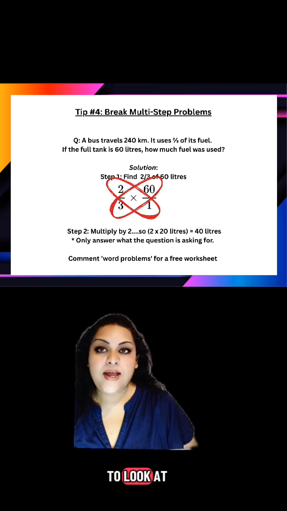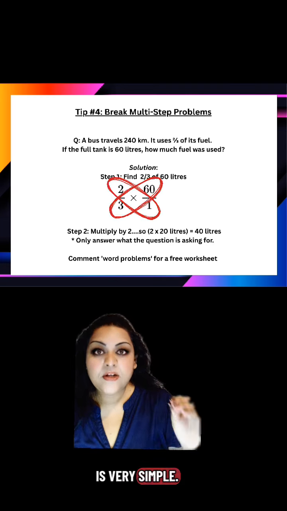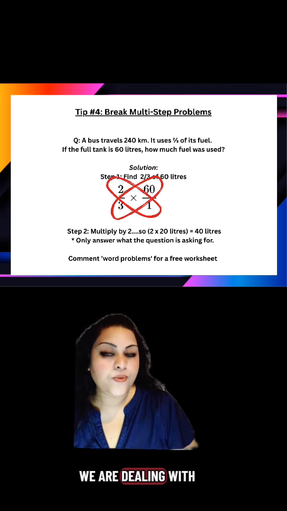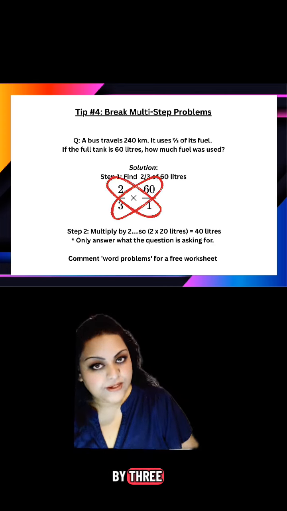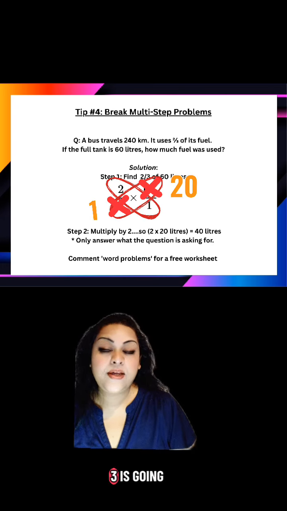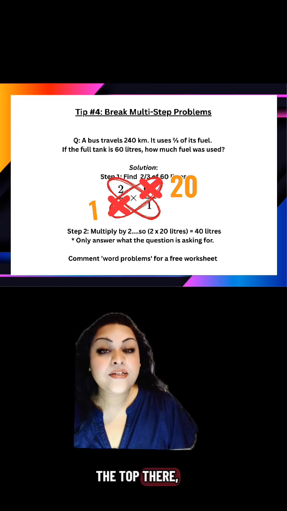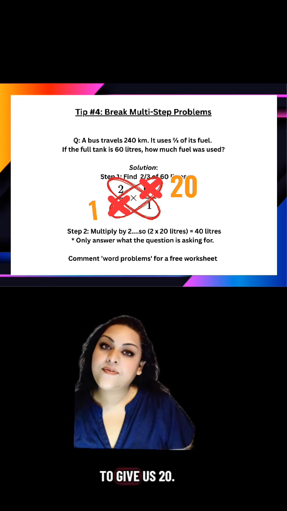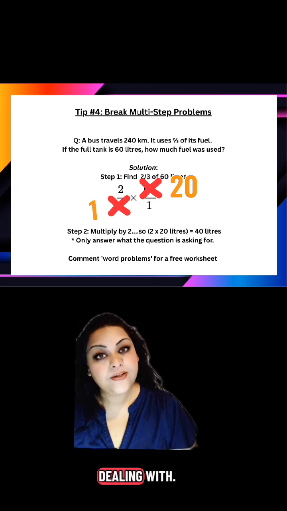We are going to look at the second part here. The first part is very simple. So the second part is what we are dealing with. And we are going to take these two numbers and divide them by 3 to make it as simple as possible. So 3 divided by 3 is going to give us 1. And we are going to take the 60 at the top there, divide that by 3. That's going to give us 20. So we find now that we have new numbers that we are dealing with.